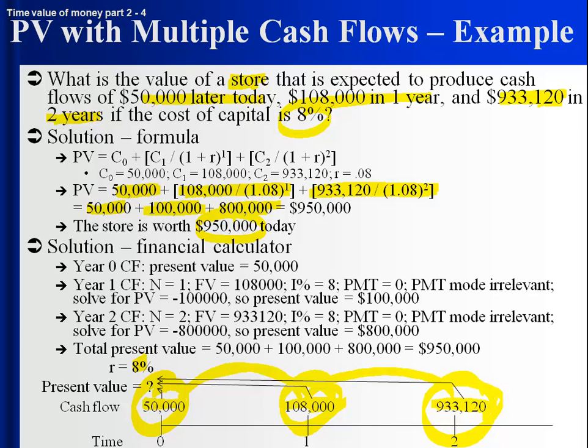If you want to use the financial calculator, 50,000 at time 0. In 1 year, we expect to get 108,000. We're discounting it by 8%. Solve for PV, and you get the sign convention. So the present value of 108,000 is the opposite of what PV pops up, which is 100,000. 2 periods, we expect 933,120, which is like getting 800,000 today. Add it up, and you have 950,000.